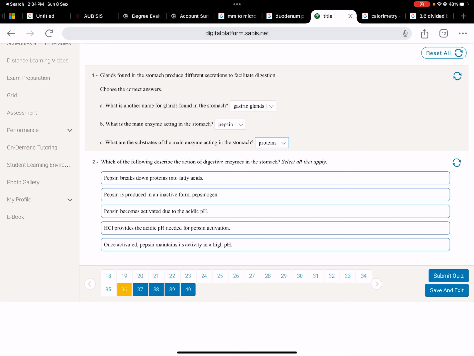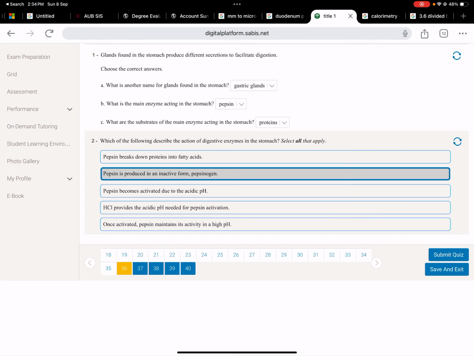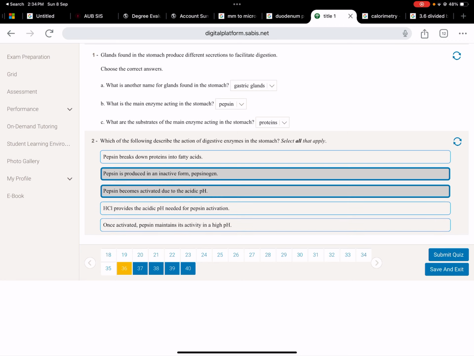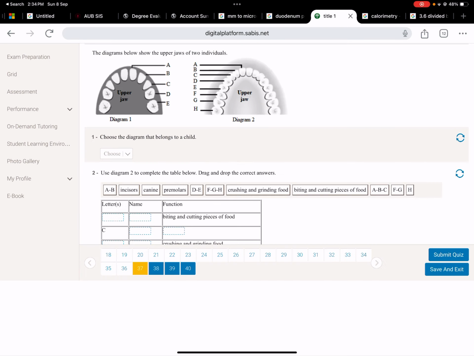Which of the following describe the action of digestive enzymes in the stomach? Pepsin breaks down proteins into fatty acids. Of course not. Pepsin is produced in an inactive form called pepsinogen. That is correct. And it's converted to its active form, pepsin, by HCl, which is hydrochloric acid. Pepsin becomes activated due to acidic pH. That is correct. HCl provides the acidic pH needed for pepsin activation. That is correct.